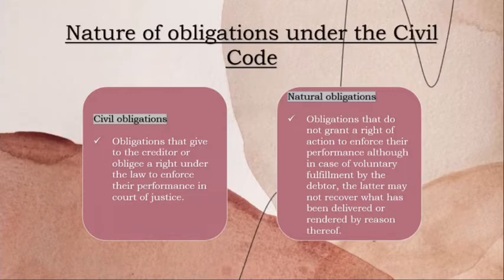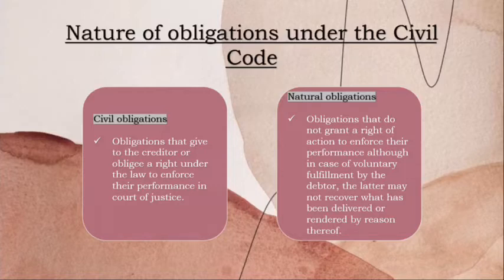First is the civil obligation. This means that if the debtor failed or refused to comply with the obligation, the creditor can pursue legal remedies, for example, filing a case in court. Next is the natural obligation. This means basically that they are founded on voluntariness of actions. As a matter of right, the natural obligation can't be enforced through the courts of justice. Nevertheless, if the debtor volunteered to perform the obligation, then he or she can no longer recover what has been delivered or rendered by reason of the natural obligation.